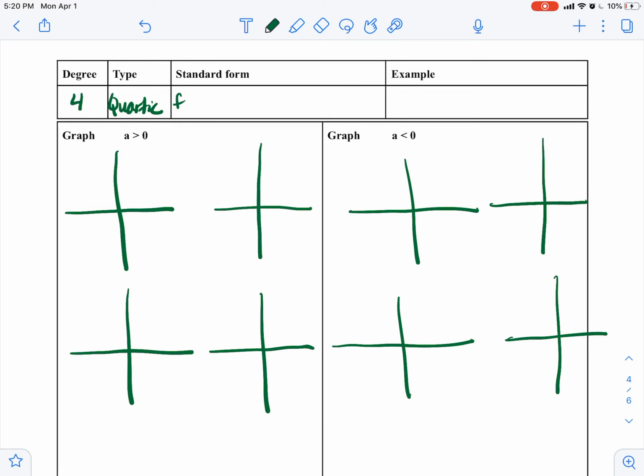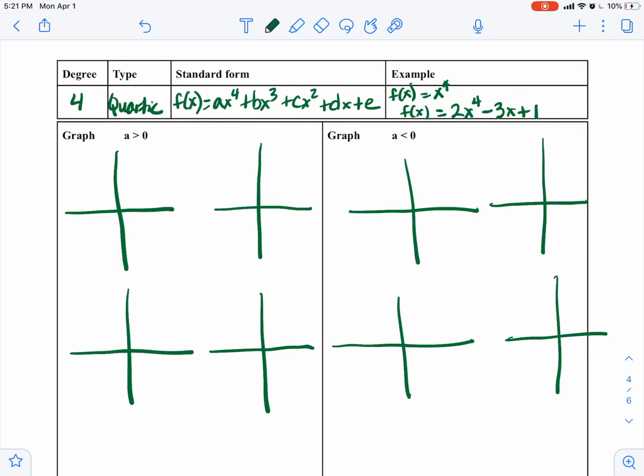Okay, and its basic standard form is ax^4 plus bx^3 plus cx^2 plus dx plus e. And again, when you have an example of that, you must have the x^4. You can skip any of the others that you want. I could have a 2x^4 minus 3x plus 1. I can skip any of the others, but I must have an x^4 to make it a quartic.